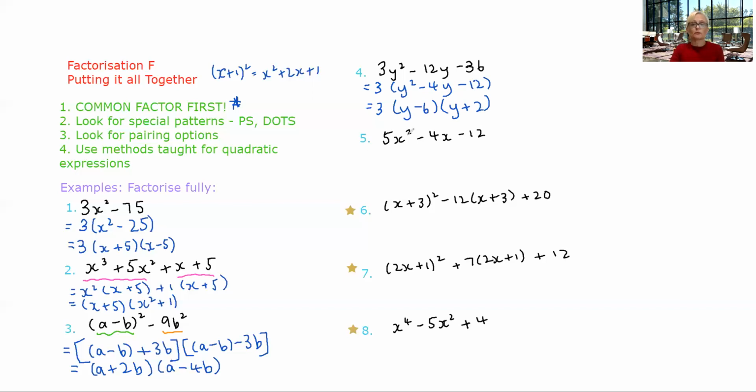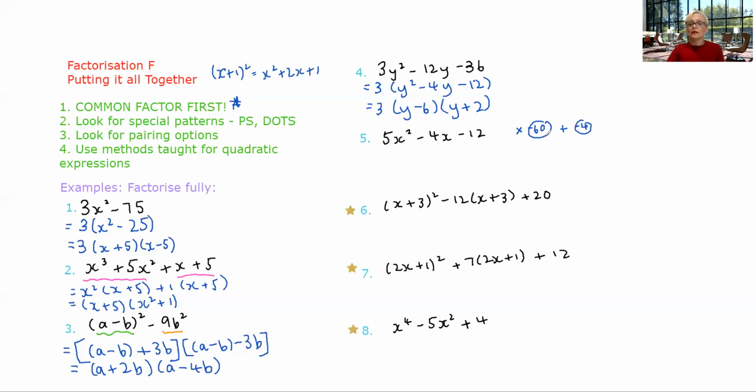Okay, next one. There's no common factor we can take out of everything. It is a quadratic expression. There's not a 1 in front of the x squared. So what we're doing here are the ones where we're trying to work out 2 numbers that multiply to give AC. So we want them to multiply to give negative 60, and we want them to add to give B, which is negative 4.